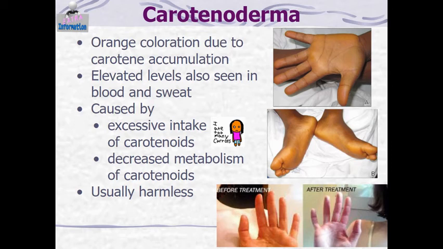Elevated levels can also be seen in blood and sweat. It's caused by excessive intake of foods that have keratin in them, or it could be from decreased metabolism of carotenoids. So if there's a metabolic issue where the body's not using that as well, it starts to accumulate in those skin structures. It's usually harmless. And so you can see some examples of skin that has more orange coloration due to the excessive keratin that has been accumulated in the skin.